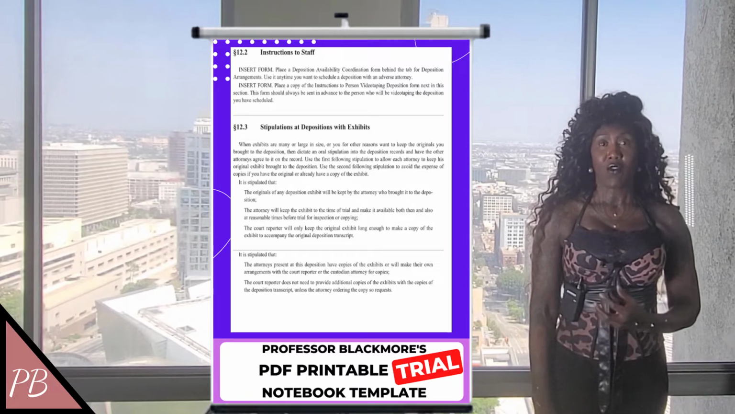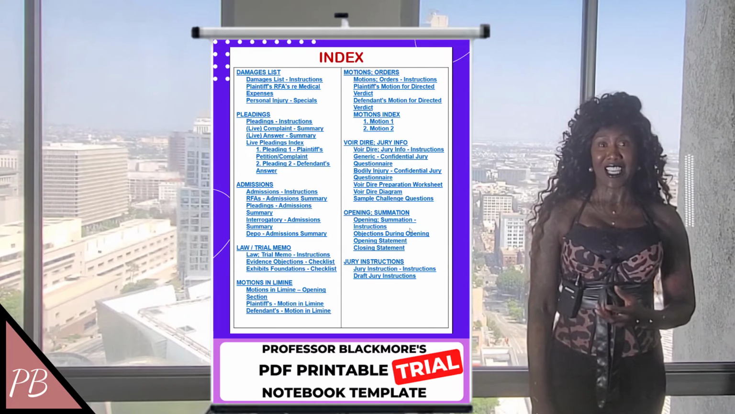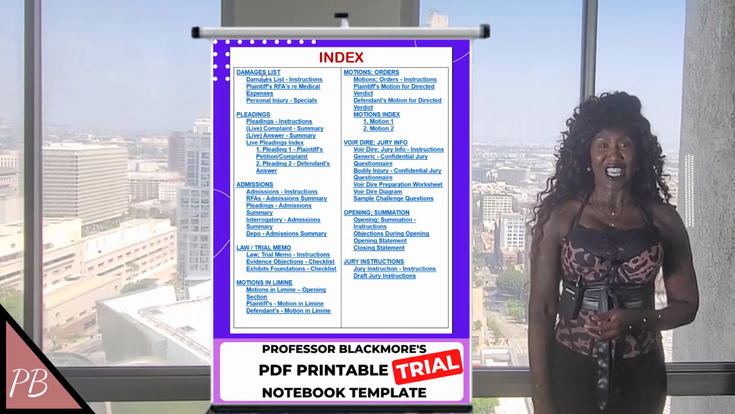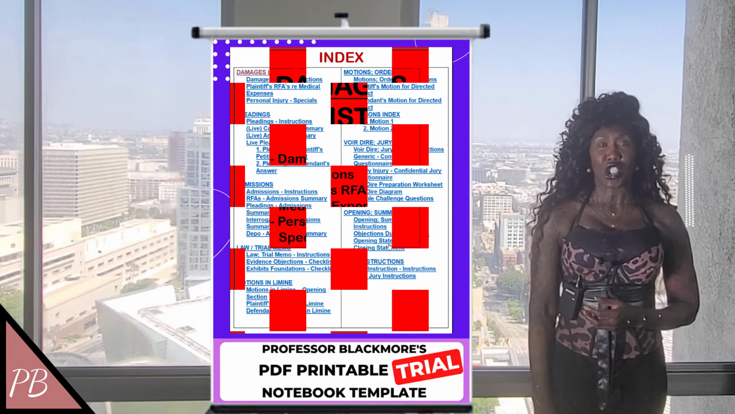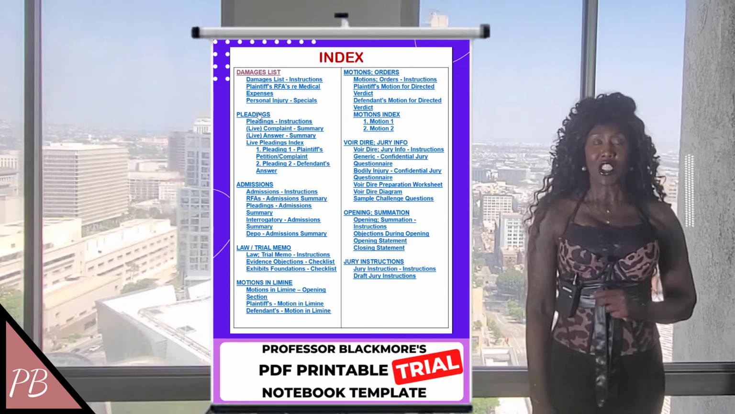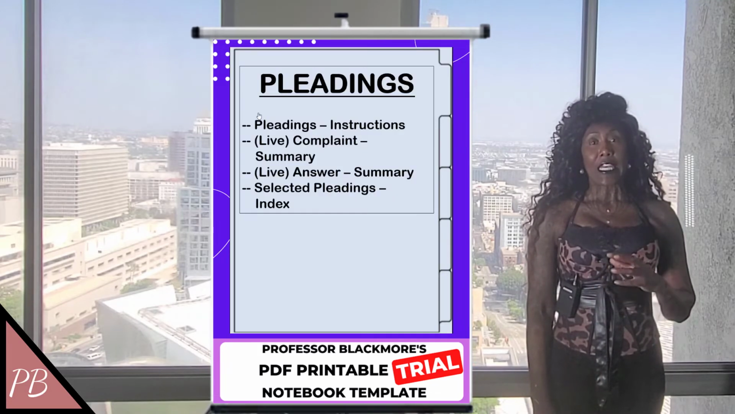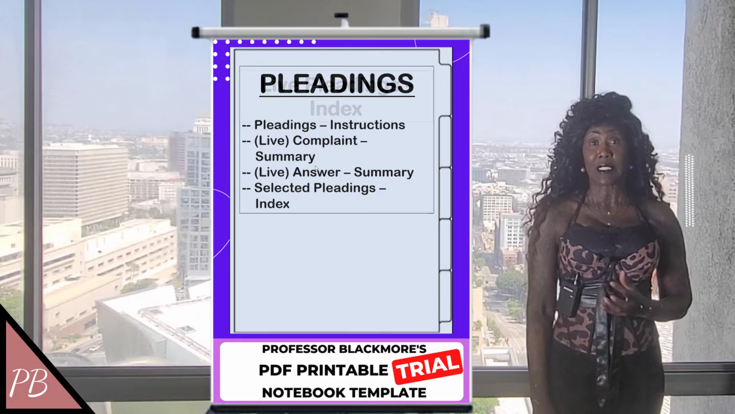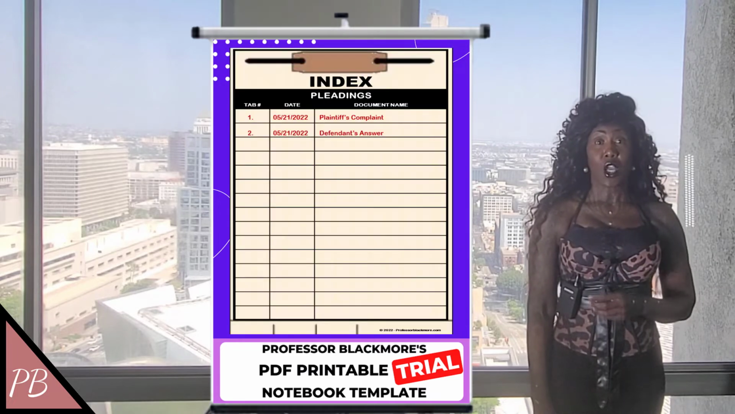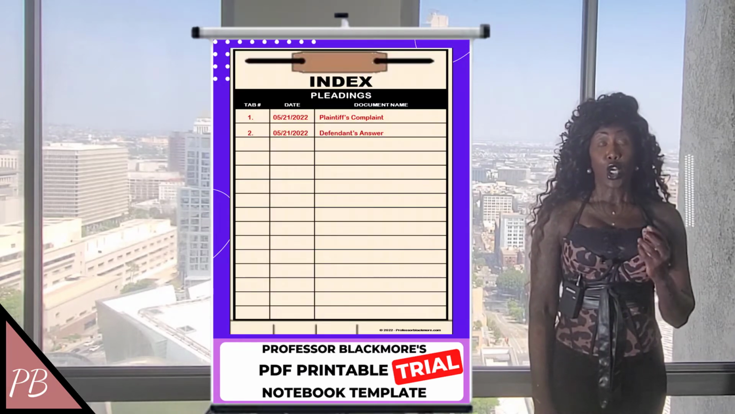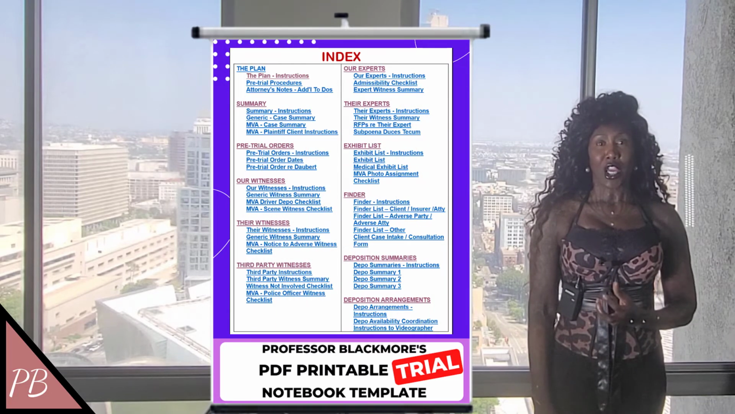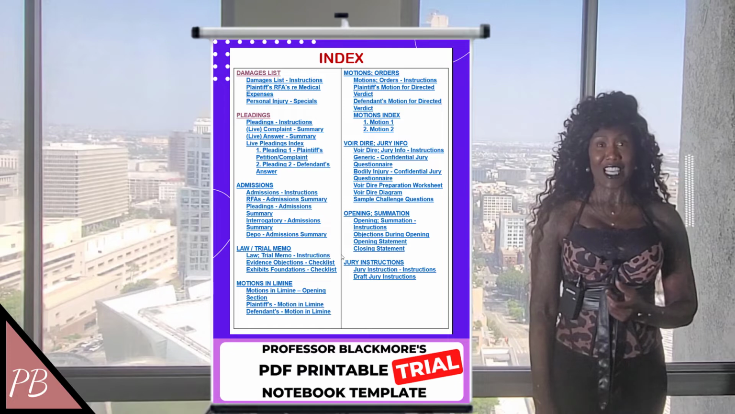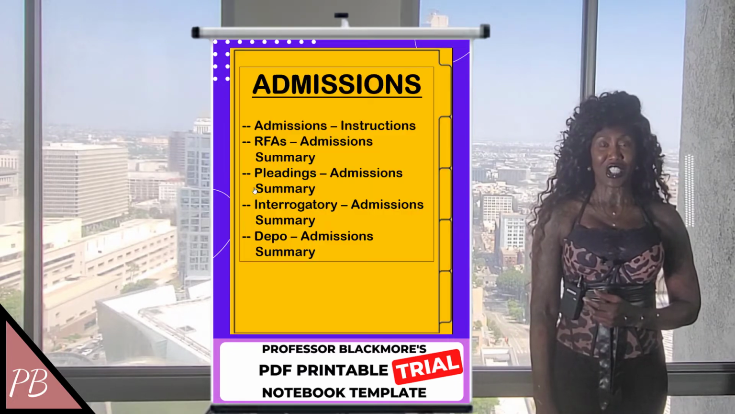Now, the next section is the Damages List section, and here are some of the things you'll find in this section of the notebook template. Now, the next section is the Pleading section, and here are some of the things you'll find in the Pleading section. And as you can see, we also have a place here to include any pleadings you want to include in your trial notebook.